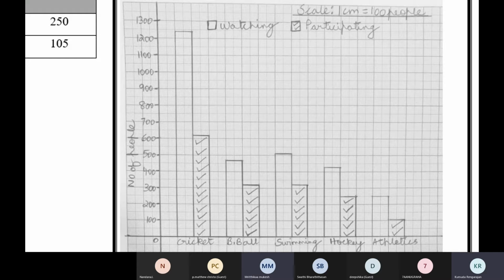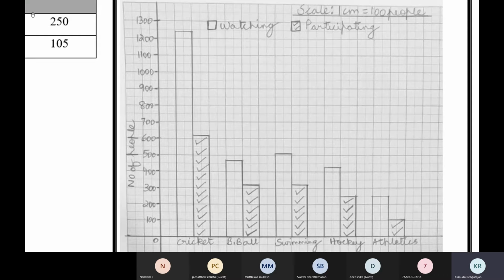Correct. Now, what is it that I have told you? How do you find by which number you have to skip count? Ma'am, since the scale is equal to 100 people, there are 10 subdivisions. 100 divided by 10, we get 10. So the value of each subdivision is 10, and we have to skip count in 10. Correct.